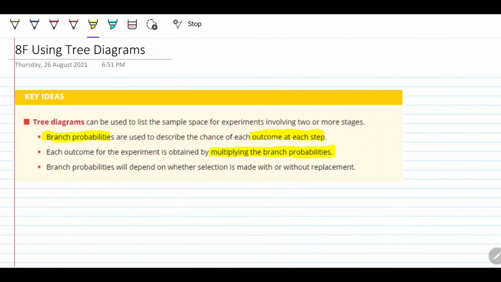So this is quite important. We multiply the branch probabilities to get each outcome. Branch probabilities will depend on whether selection is made with or without replacement. So let's have a go at trying to use tree diagrams.